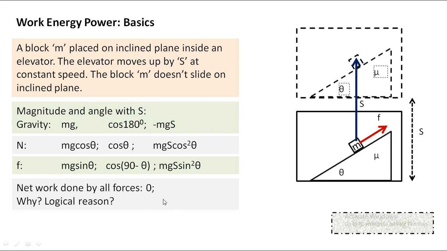So is it by chance or is there any logical explanation why the work done has become 0? Yes, there is a logical explanation. Since mass m is not getting accelerated, the net force must be equal to 0. Since the net force is 0, the work done by net force also must be equal to 0.